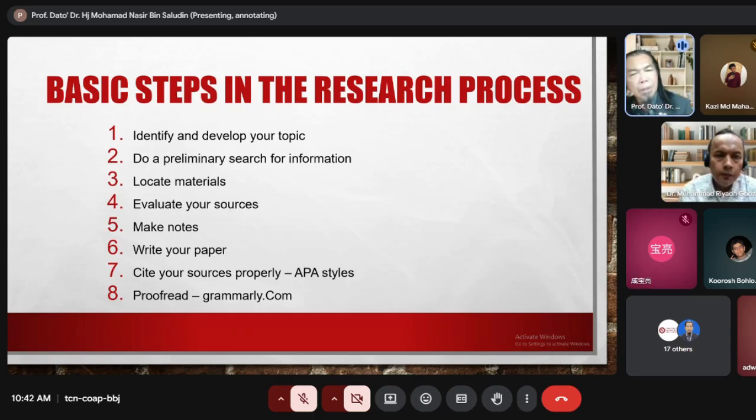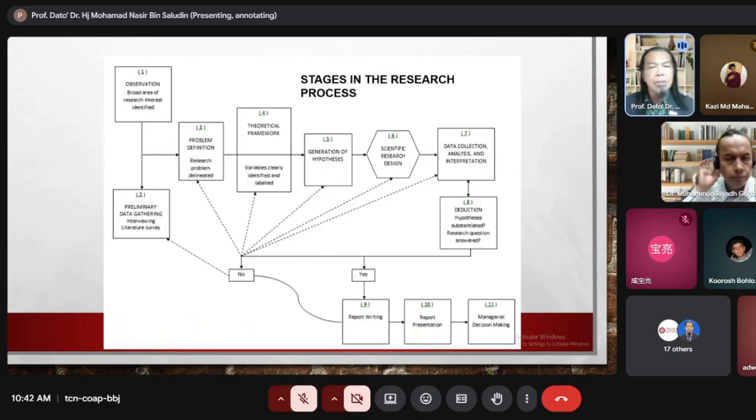Number two, do a preliminary search for information. Number three, locate material. Evaluate your sources. Make notes. Write your paper. Cite your source properly, APA style, the new one. And proofread for grammar. These are the stages of research, what we discussed earlier.